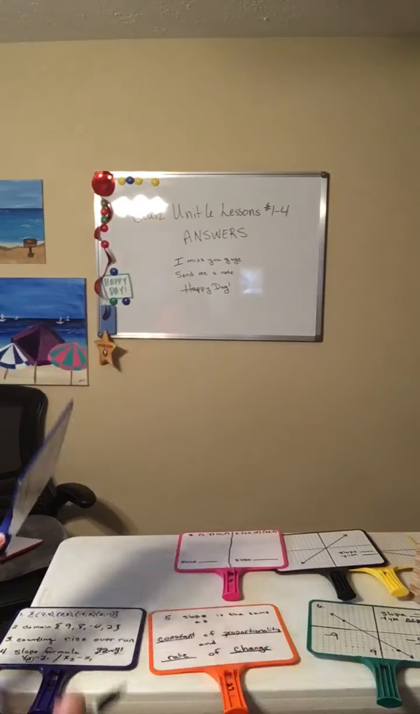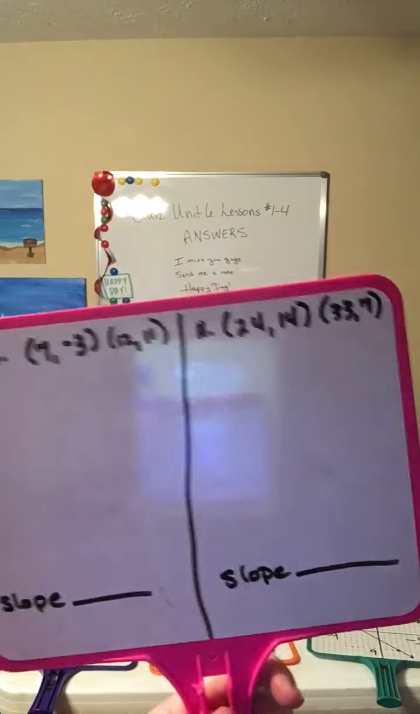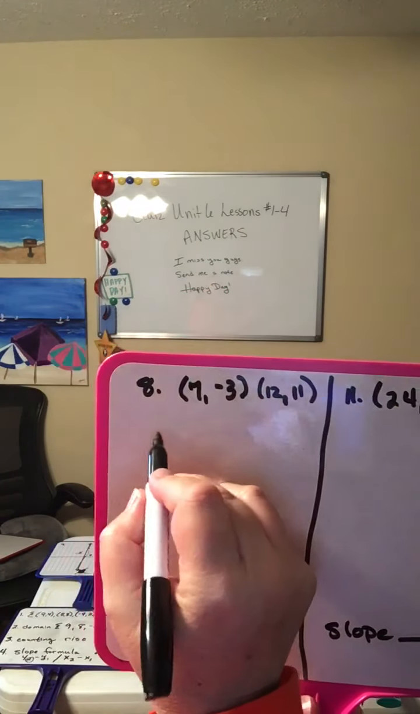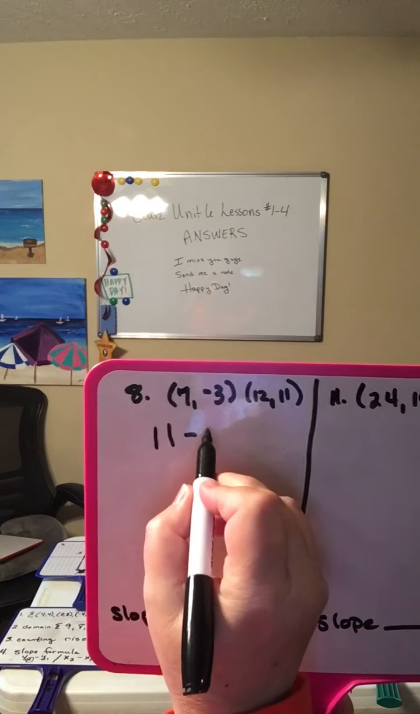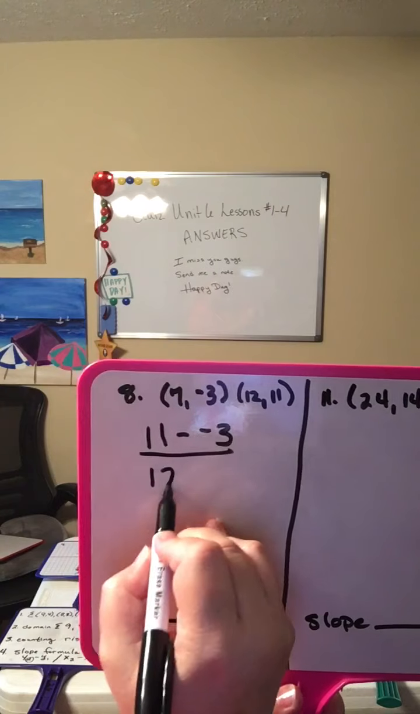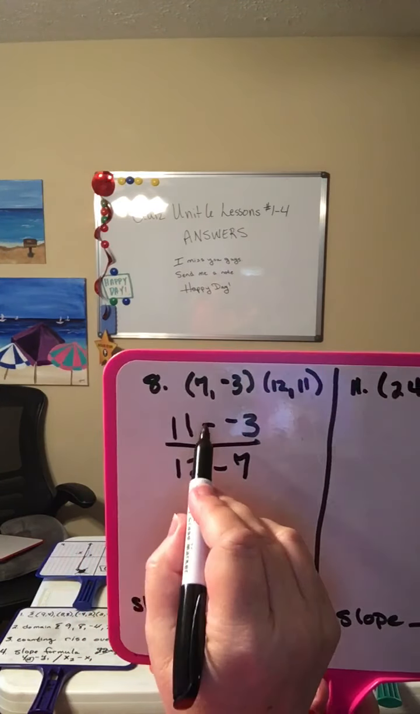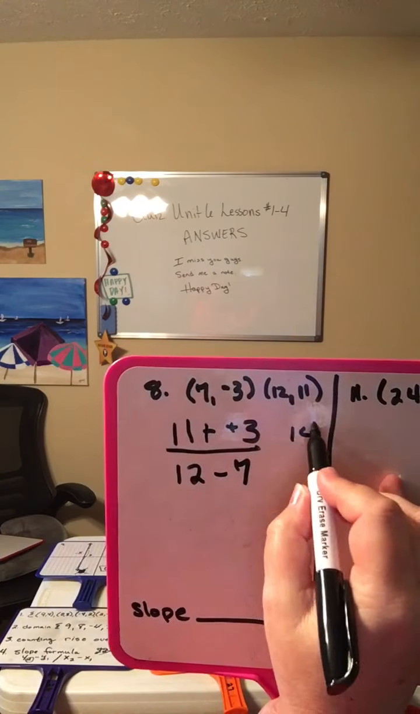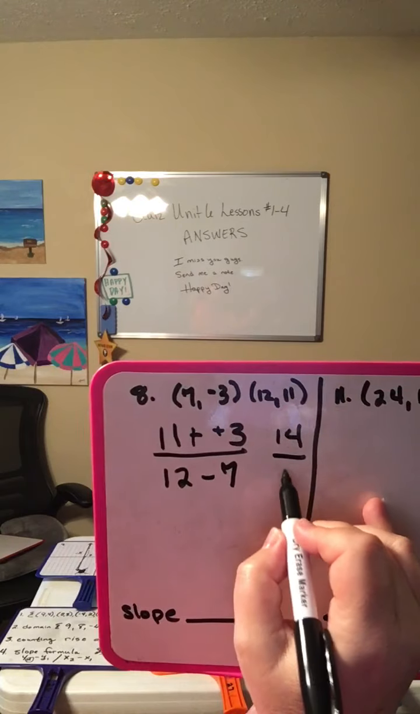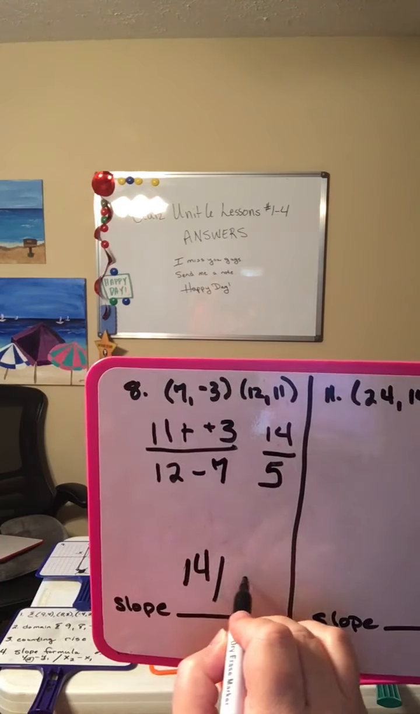All right. Number 8, we're just going to go ahead and jump right into using the formula. So we have y2, 11, minus y1, negative 3, over x1 minus x2. This becomes plus positive, so that becomes a 14. 12 minus 7 is 5. So our slope is 14 over 5.